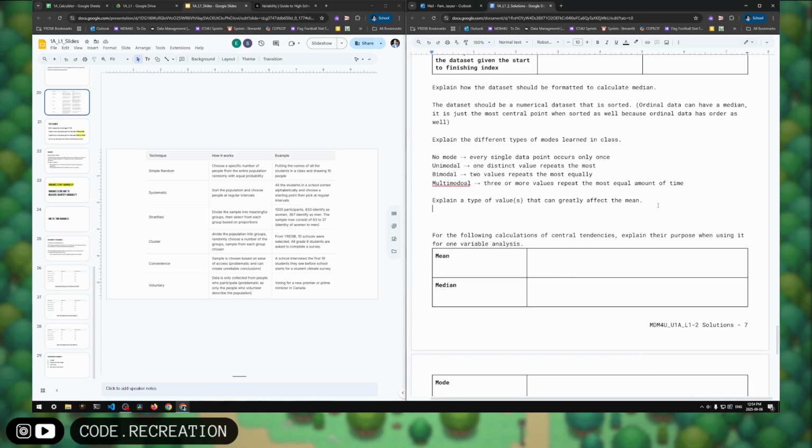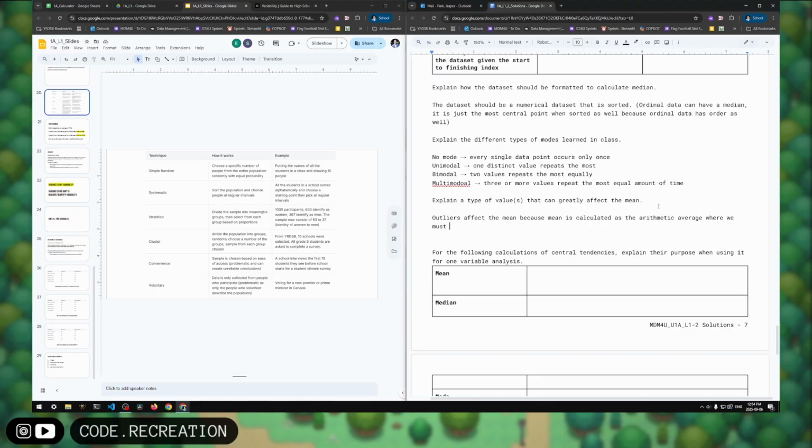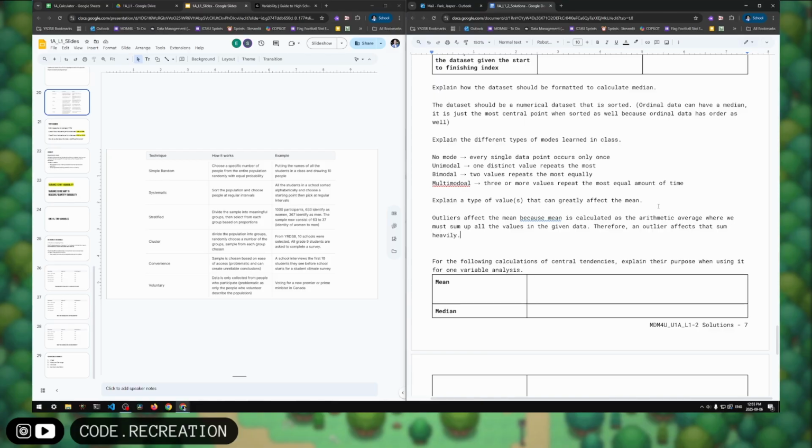Explain a type of value or values that could greatly affect the mean. Outliers affect the mean because mean is calculated as the arithmetic average, where we must sum up all the values in the given data. Therefore, an outlier affects that sum heavily.